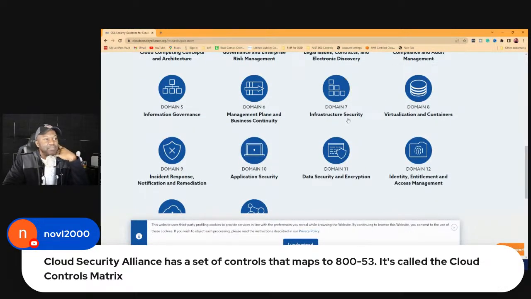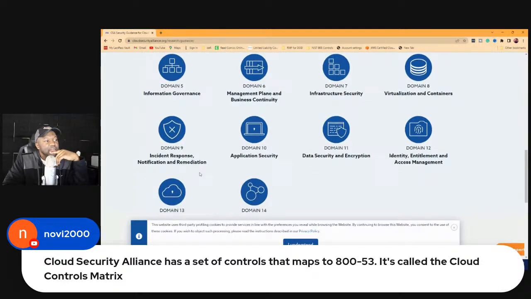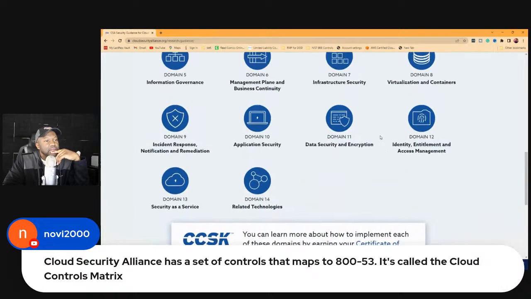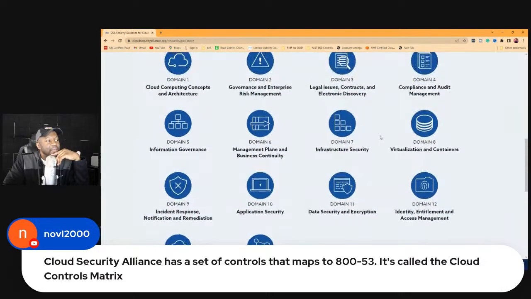Infrastructure security. That talks about like PaaS, platform as a service, or software as a service, security as a service, because you can do all that stuff with cloud. Application security, incident response, notifications. Yeah, there it is right there. Security as a service. Oh, wow. Okay, man, this is great, man.